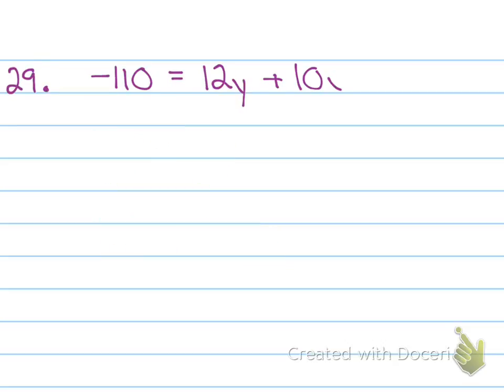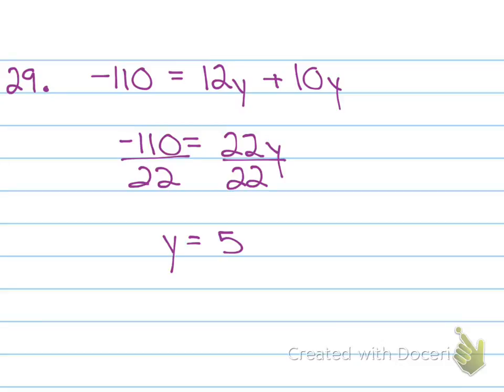All right, here we go. Number 29. I want to see who can solve this one. You have the tools that you need. You know what to do. So go ahead and solve this equation. Very good. And I got 22y. Yep. So I divided negative 110 by 22. Perfect. And I got negative y equals negative 5. Do you agree? Very good. Negative 5.